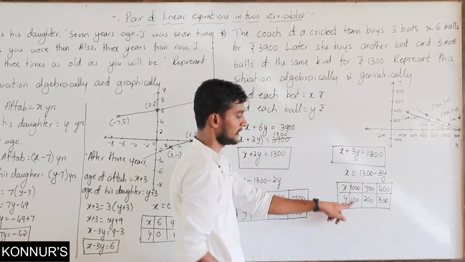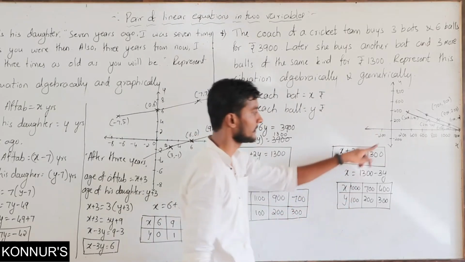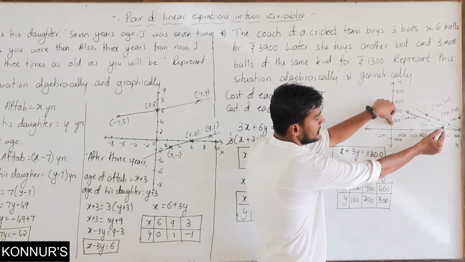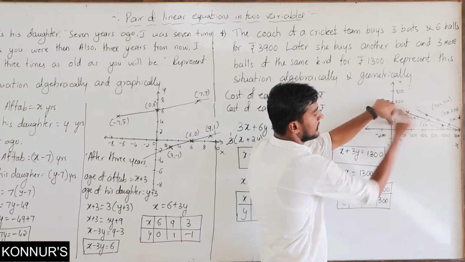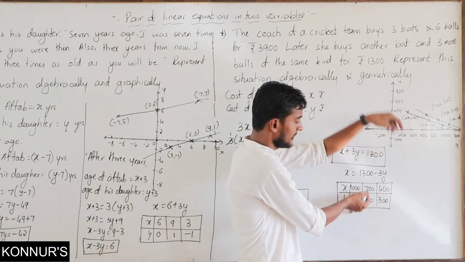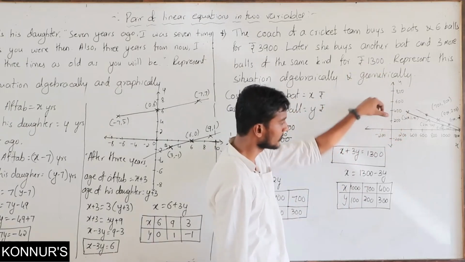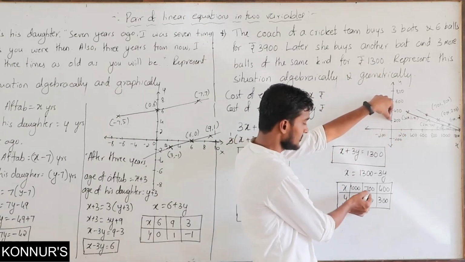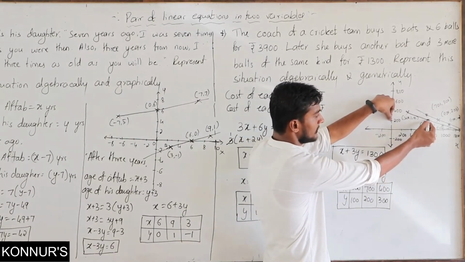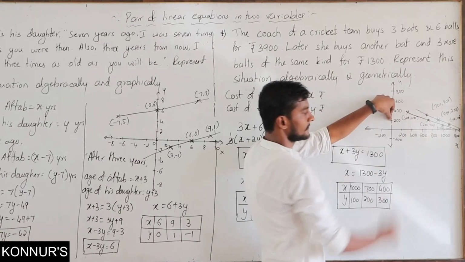So y is 100, x is 1000. When y is 100, you are getting it here, x is 1000, 1000 is here, they both will intersect at this point. And again, when y is 200, x is 700. When y is 200, 200 is here, and x is 700, 700 is in between 600 and 800. They both will intersect here.